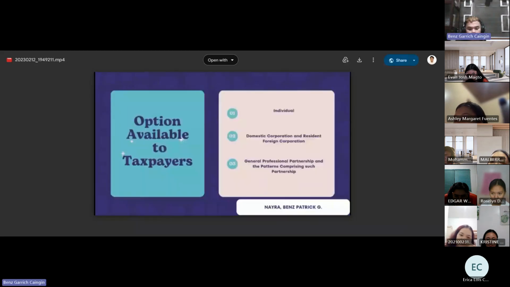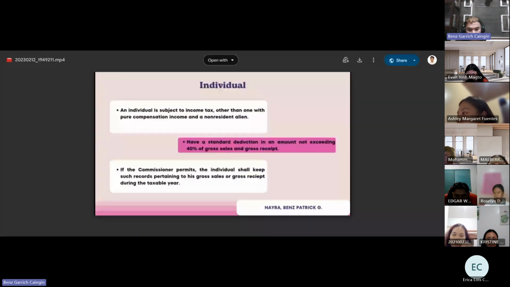So these are the options available to taxpayers. First is individual, second is domestic corporation and resident foreign corporation, and lastly the third is general professional partnership and the partners comprising such partnership. So what is individual? In lieu of the itemized deductions, an individual subject to income tax, other than one with pure compensation income and a non-resident alien, may elect a standard deduction in an amount not exceeding 40% of his gross sales or gross receipts, except when the Commissioner otherwise permits.